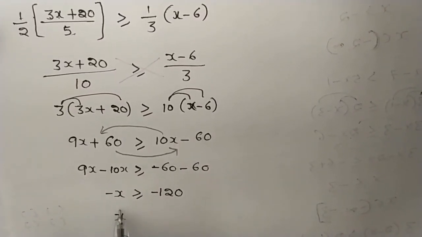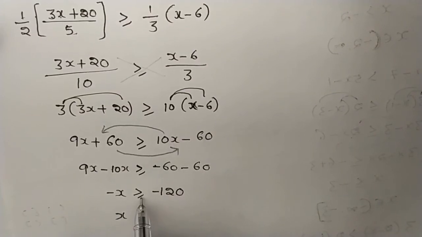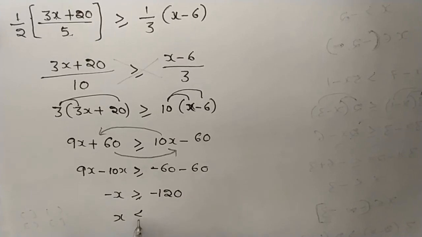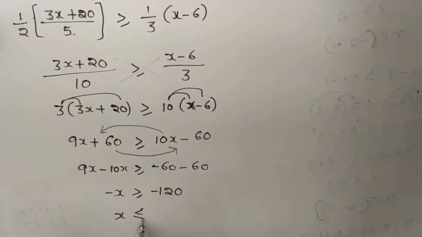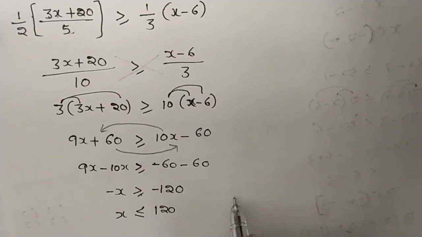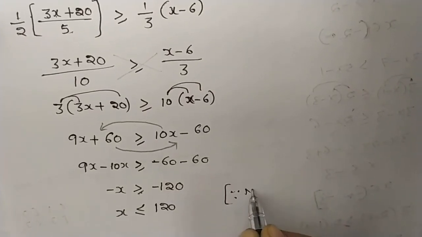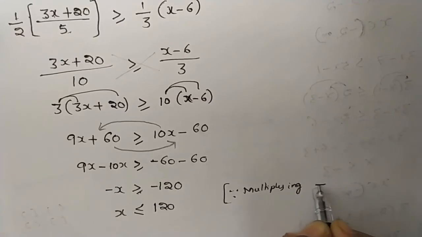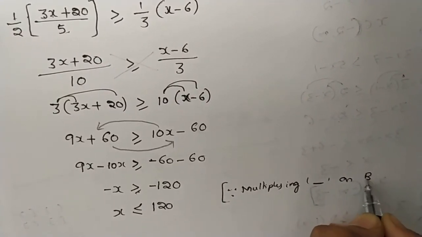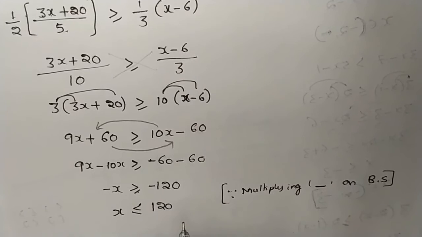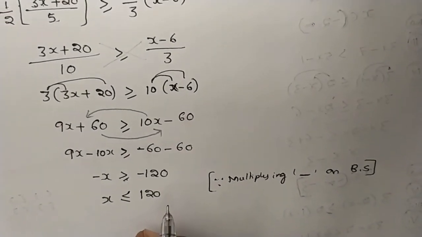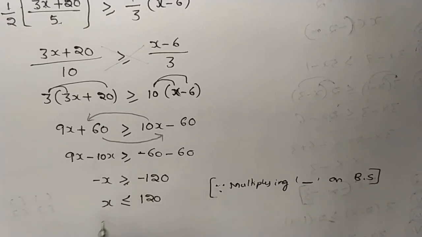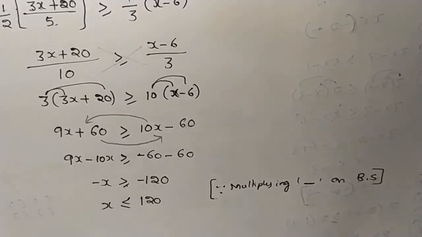So minus into minus is plus x. We are multiplying minus on both sides, so this inequality changes in its direction. Greater than or equal to becomes less than or equals to 120, since we are multiplying minus on both sides. That's it. If we multiply or divide with a negative real number, then the inequality changes in its direction. x is less than or equals to 120.